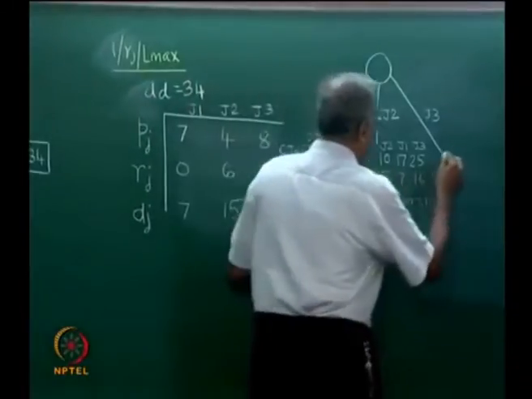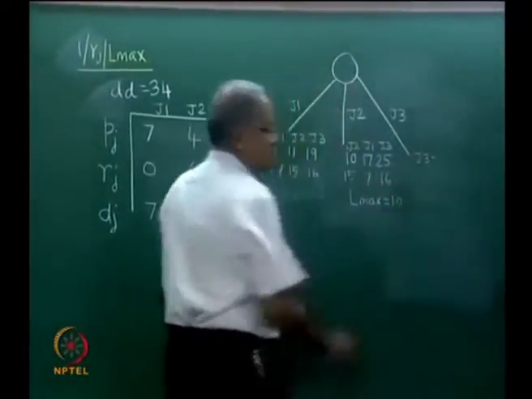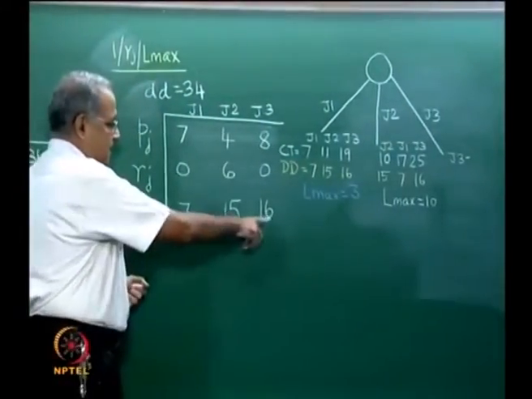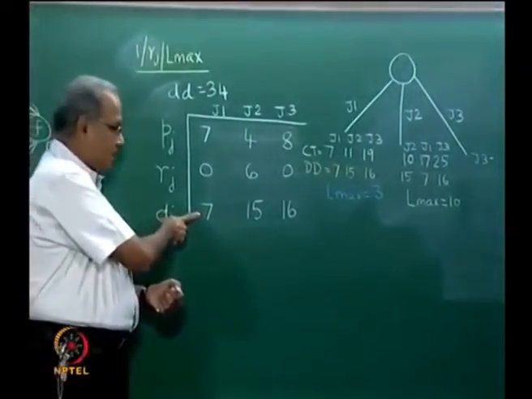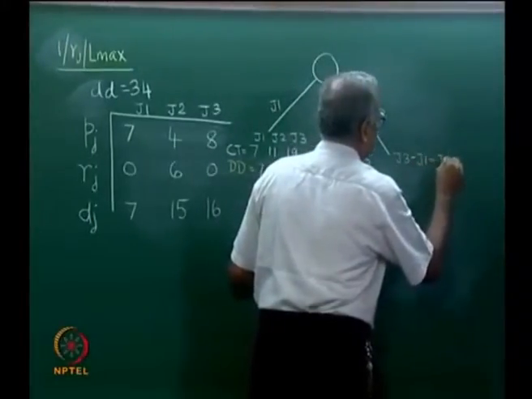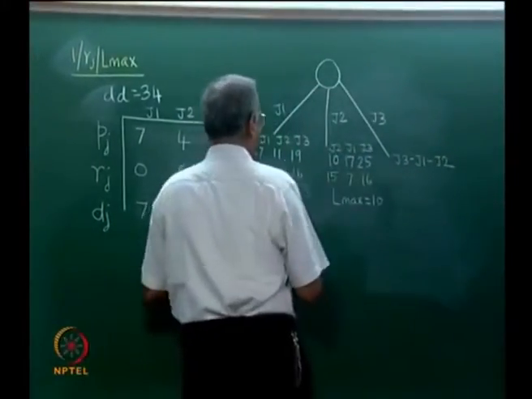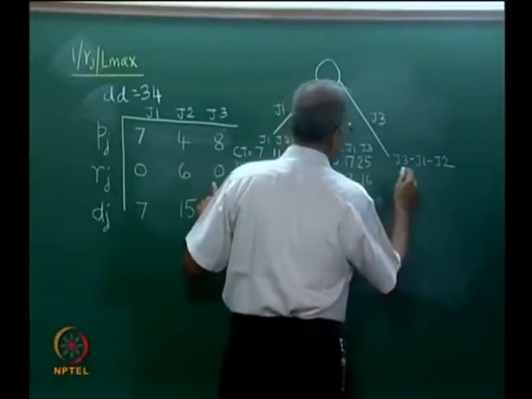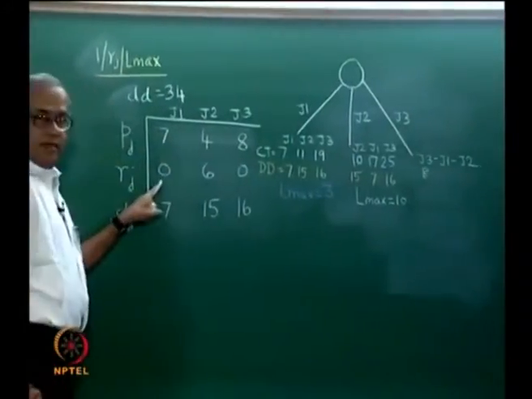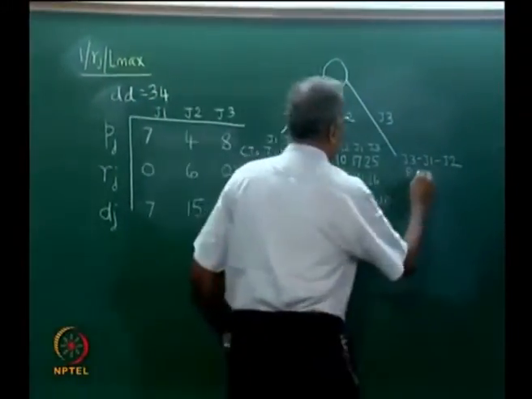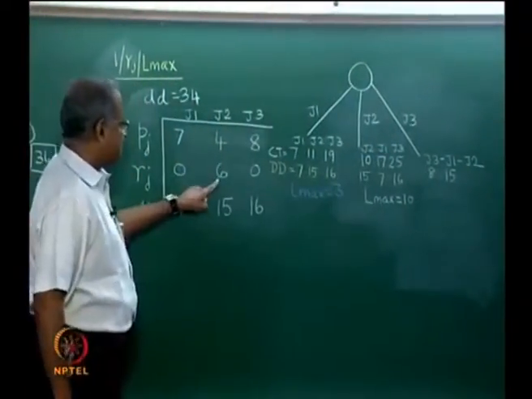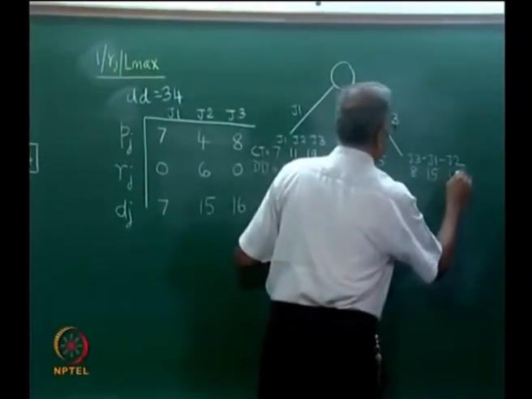Now, if we consider the third one with J3 as the first job, preemptive EDD would give us the order J3 followed by the lowest one, J1, and then J2. So, here the completion times will be: J3 starts at 0 and finishes at 8. J1 is available at time equal to 0, so it finishes at 15, by which time J2 is available, so this finishes at 19.